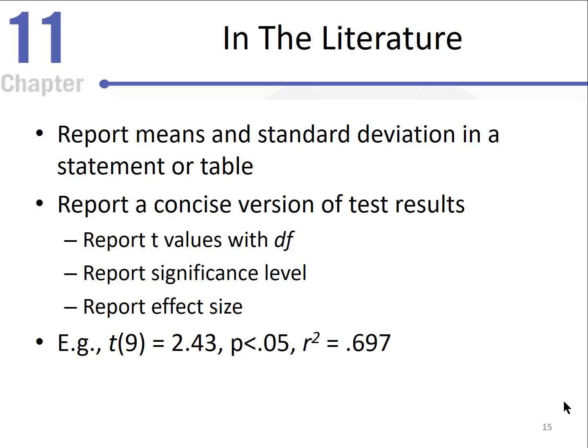Then the concise version of the test results needs to be reported. So you report the t-value with a degree of freedom, the significance level, and also the effect size. So for example, it would be t, degree of freedom in parentheses of 9, equals 2.43, the probability was smaller than 0.05, and r squared was 0.697.